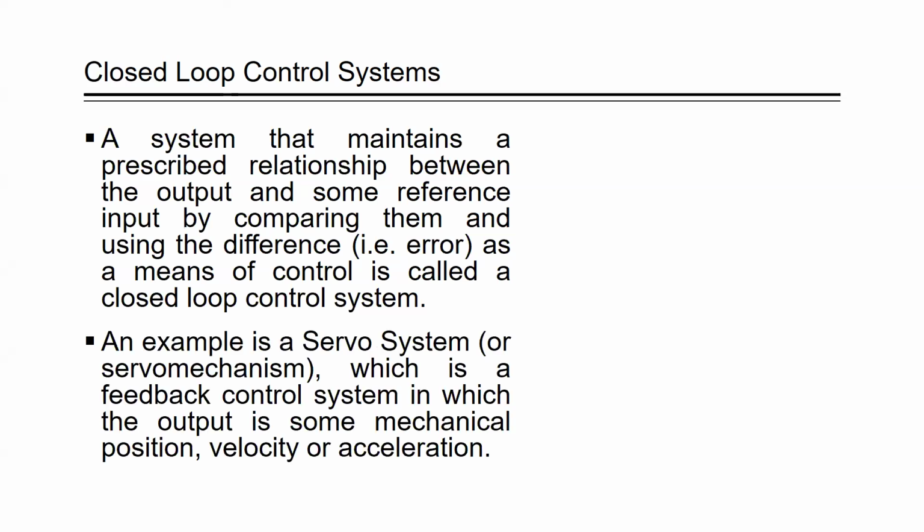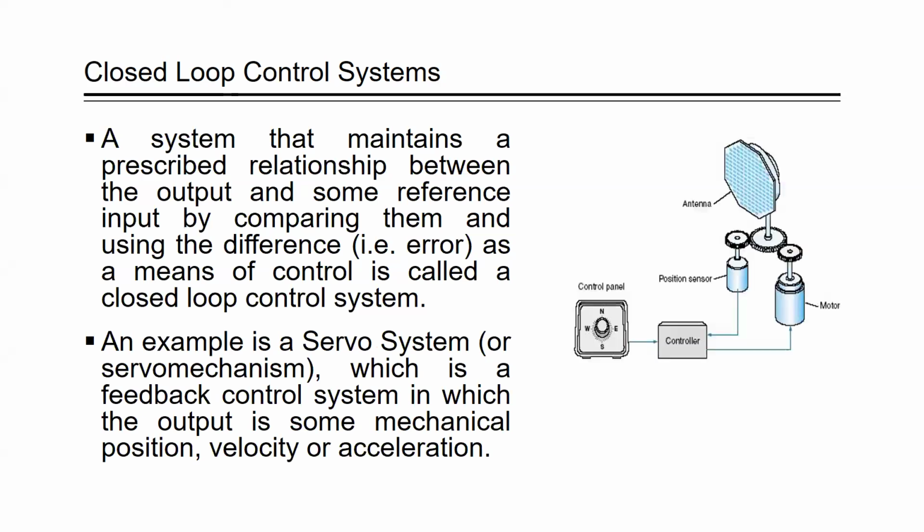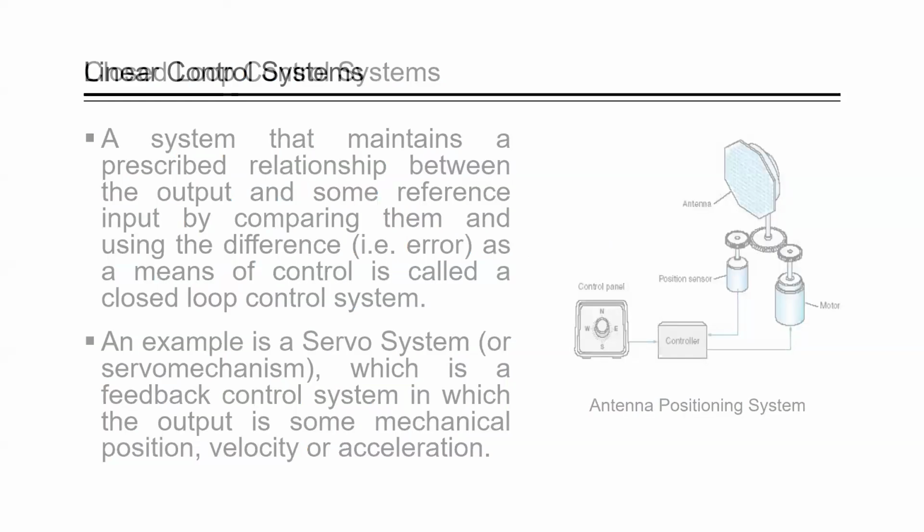So if you look at another example, a servo system or a servo mechanism, where you have a feedback control system and the output is position or velocity or acceleration, then you can have a sensor. Maybe if you're looking at position from the diagram, you can have a position sensor. When the position is not where you want it to be, there would be an error, and that is fed into the controller, which would adjust the position of the motor until the motor is exactly at the position that you want it to be. So this is just an example of an antenna positioning system.